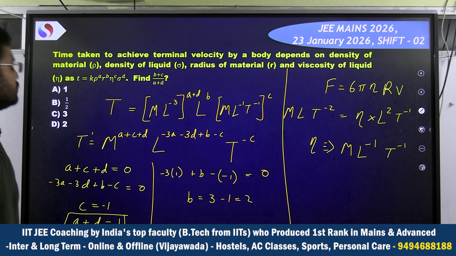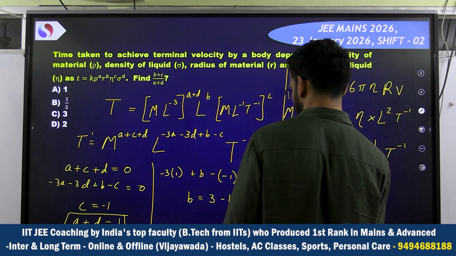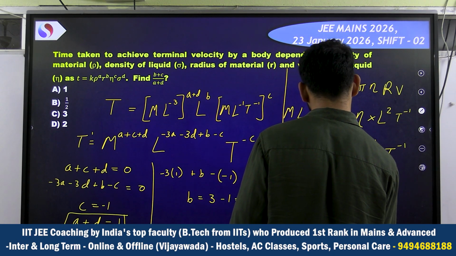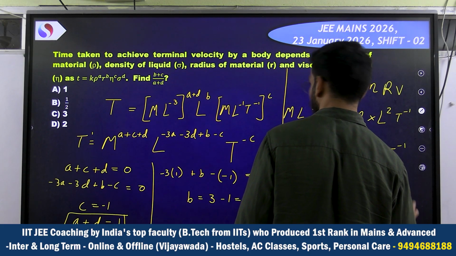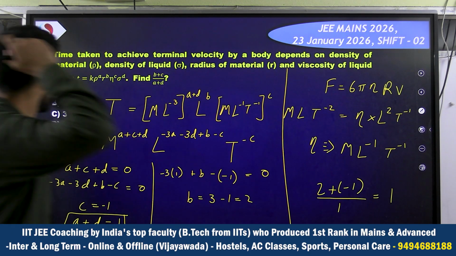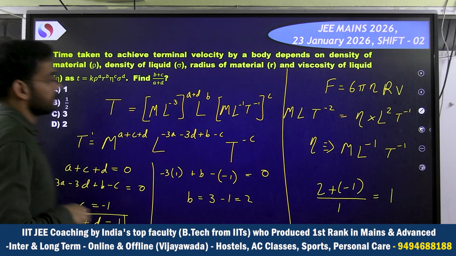Now you want B plus C divided by A plus D. So B plus C means 2 plus minus 1, divided by A plus D, that is 1. Right. So this will come what? 1. So 1 is your answer, A option. Okay, so that's how you will solve. Next.